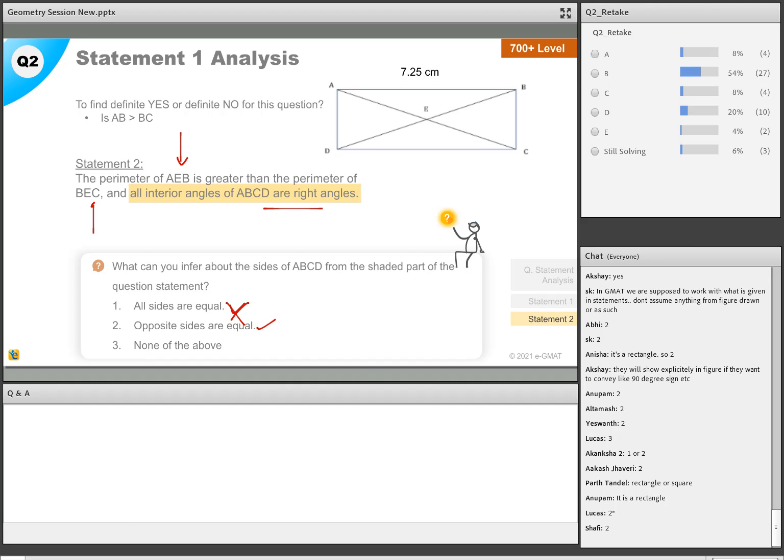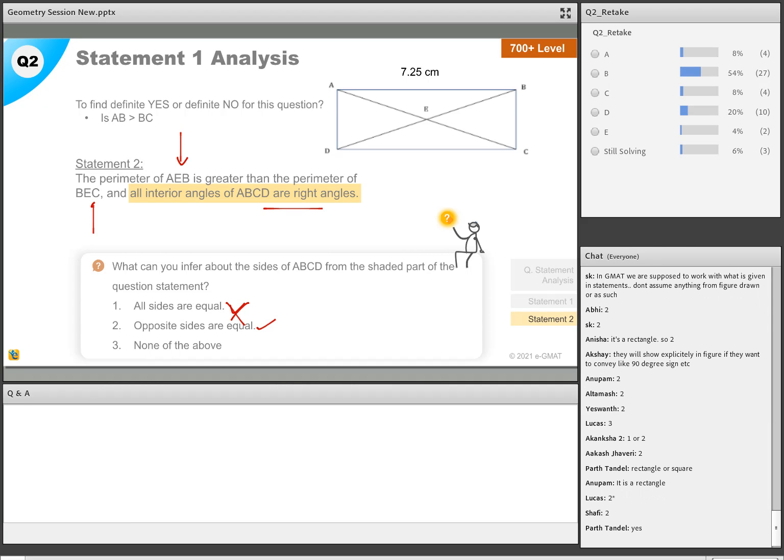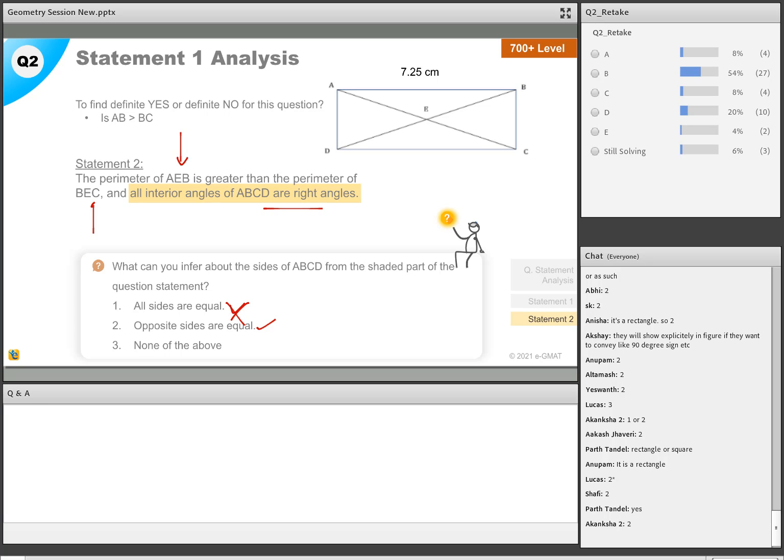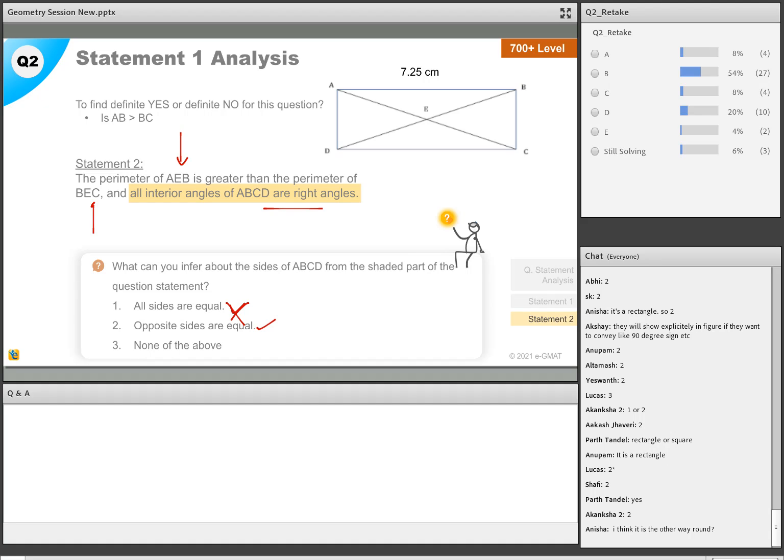Again, understand all squares are rectangles, but all rectangles are not squares, right? So it's definitely a rectangle over here, right? Okay, if this is a rectangle, then the question now becomes very easy for me, right?